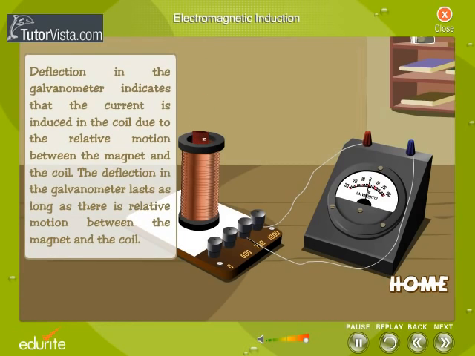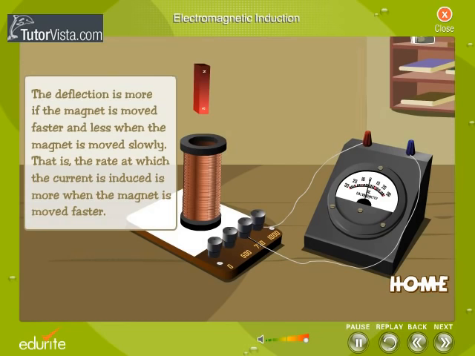Deflection in the galvanometer indicates that the current is induced in the coil due to the relative motion between the magnet and the coil. The deflection in the galvanometer lasts as long as there is relative motion between the magnet and the coil. The deflection is more if the magnet is moved faster and less when the magnet is moved slowly. That is, the rate at which the current is induced is more when the magnet is moved faster.